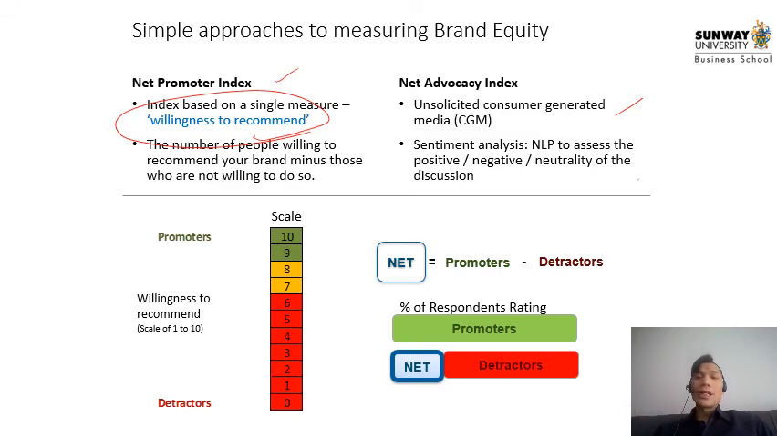We can also look at sentiment analysis, using natural language processing to assess the positive and negative reviews and the neutrality of the discussion when it comes to qualitative discussion. If we look at a scale of 0 to 10, we know that 0 to 6 are mostly the detractors, 7 and 8 are somewhere along the midline, and of course those who are 9 to 10 are definitely those who are going to promote your brand for you.